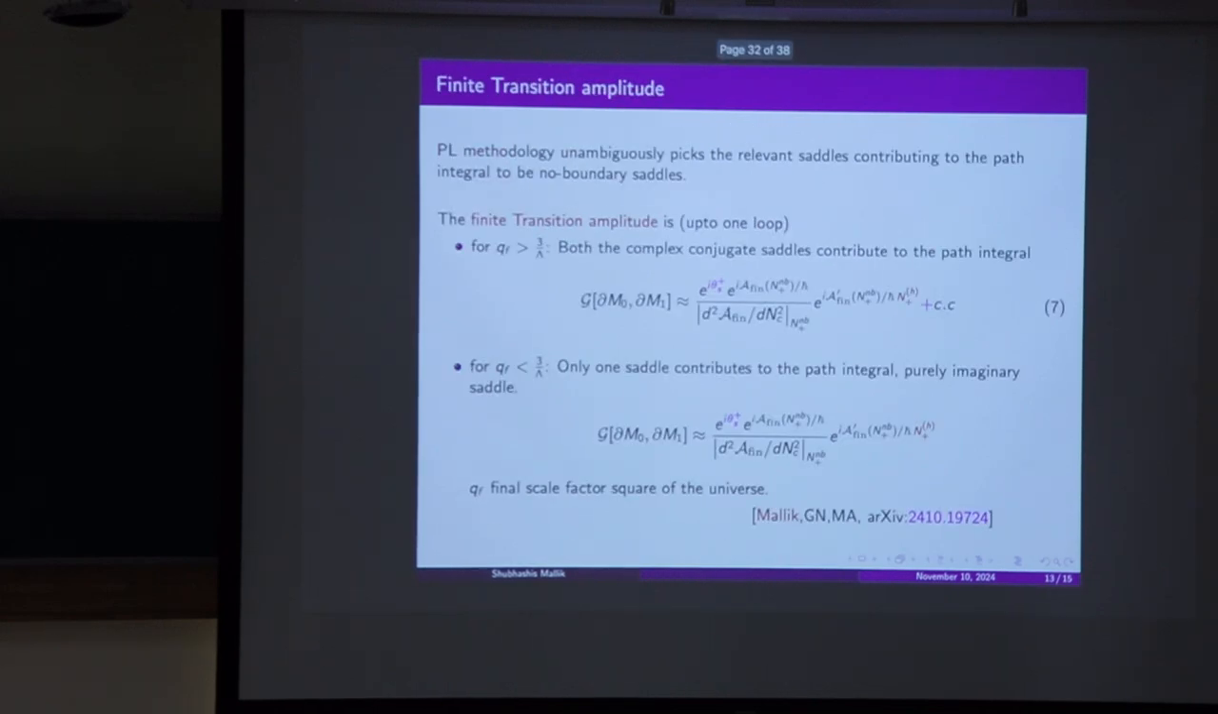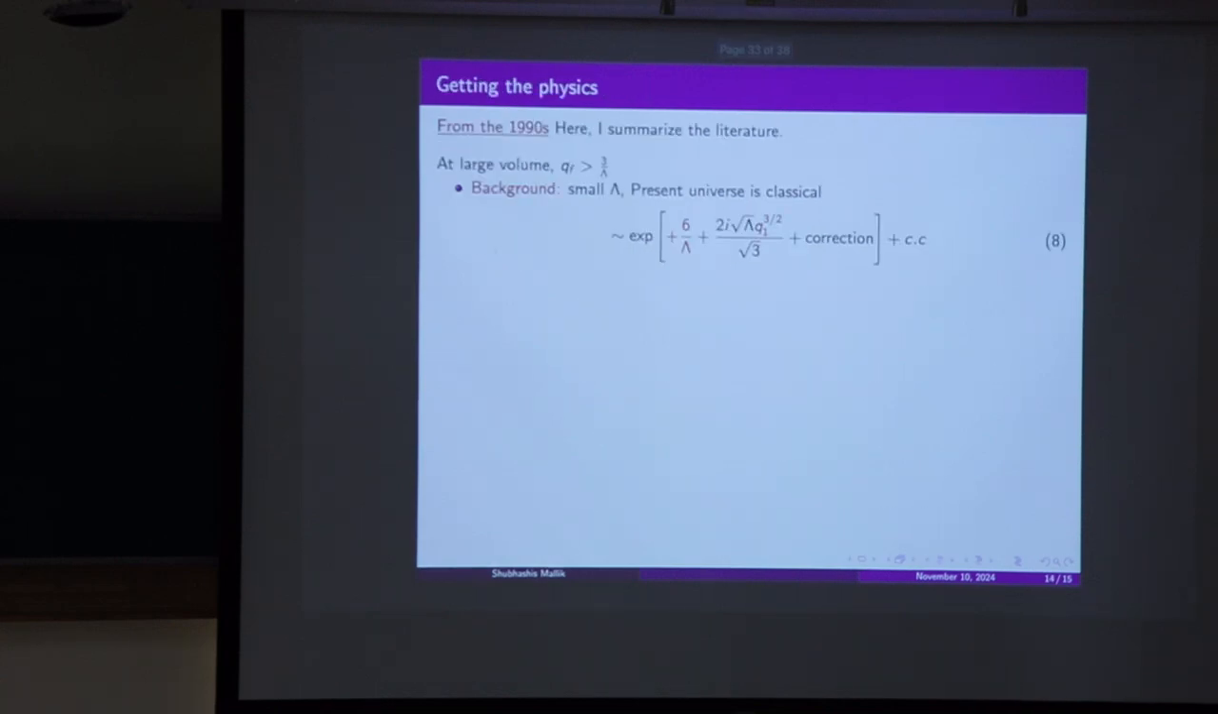So this is our goal, to compute the finite transition amplitude. This is up to one loop, because we have to take the correction to the saddles. This is the correction coming from fluctuations. Now the physics part is there. This has been known for a long time, and I will just summarize the literature.